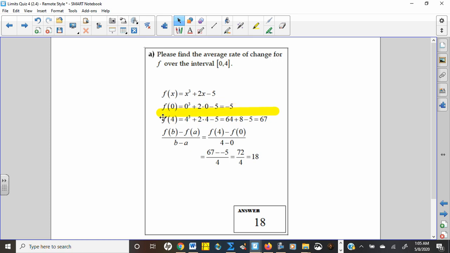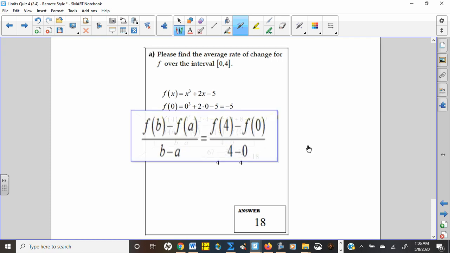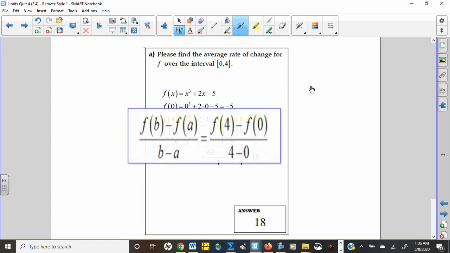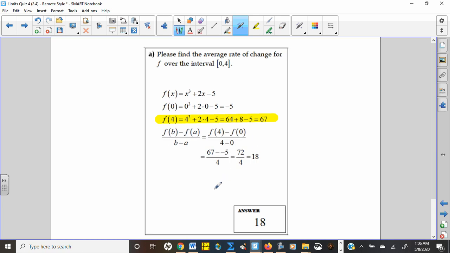This is an area where some of you got in a little bit of trouble because you either didn't label what you were finding, which is really important, or you didn't show the full work of how you were determining those values, which of course is also important. You got to show your work. But once you have your points, (4, 67) and (0, -5), it's just a matter of plugging those points in and letting algebra do the rest, right? 67 minus -5, 72, divided by 4 minus 0, 4, is 18. That's your average rate of change.